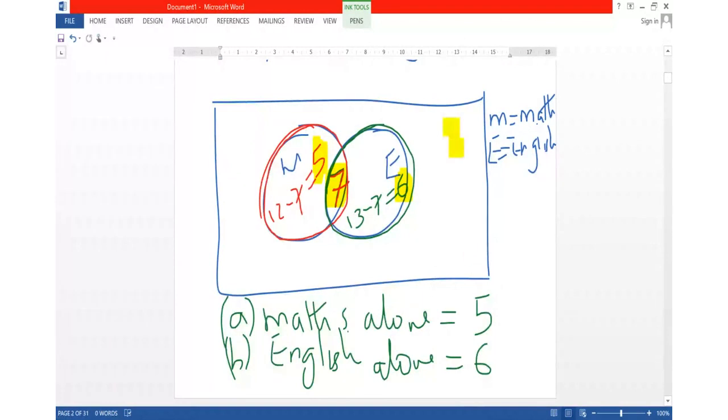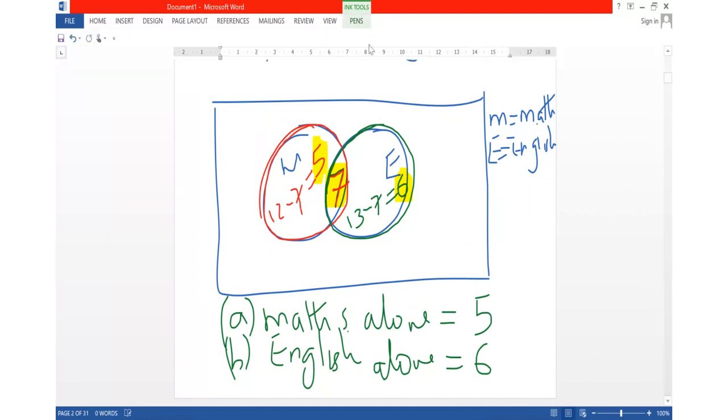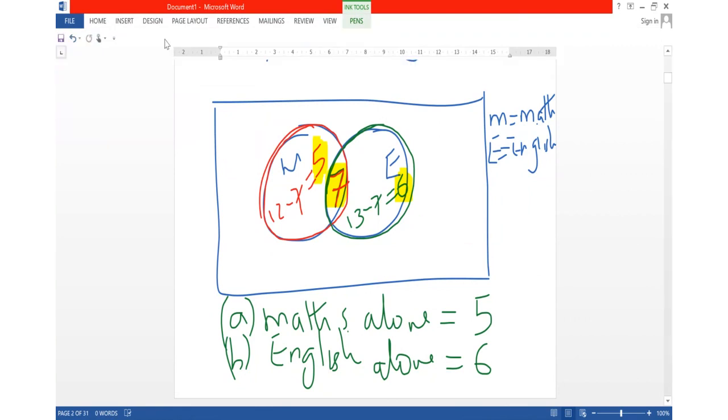Sorry. The 2 will be outside, basically, the circles, but it will still be in the universal set. So the two students, this one here, it will be what? We have added 5 plus 7, so it will be 20 minus what? 20 minus, we got 18.